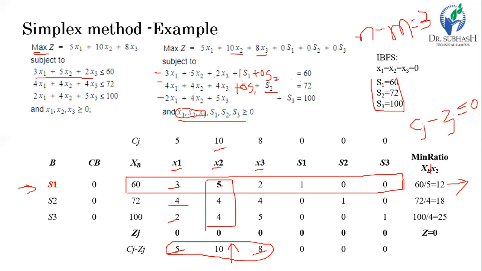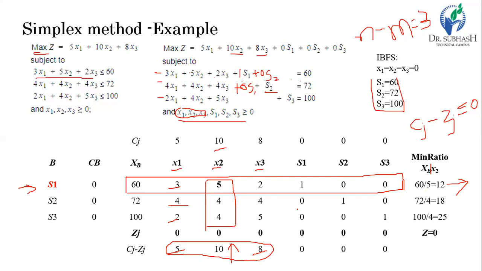So after the completion of this table, what we can conclude is that the outgoing variable is S1 and the incoming variable is X2. So in the next table, or in the next iteration, X2 will replace S1, and we will make another table, get another solution, and check that solution for optimality. So let's summarize for this table.